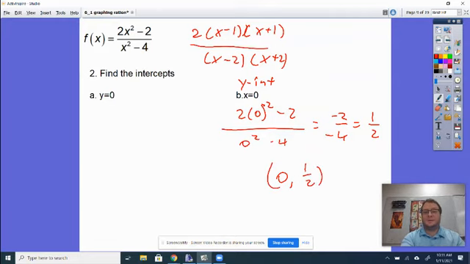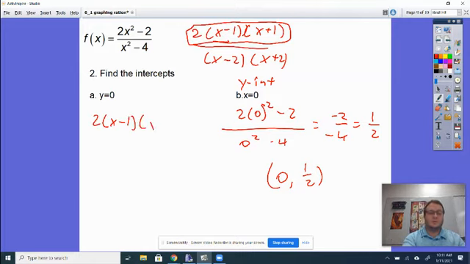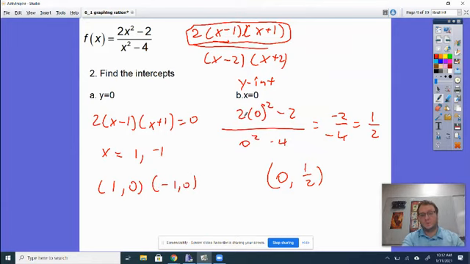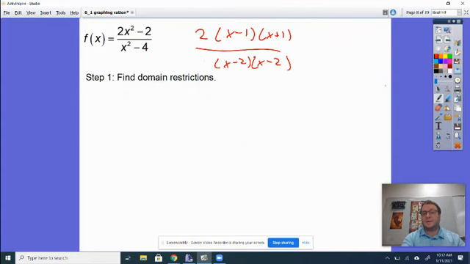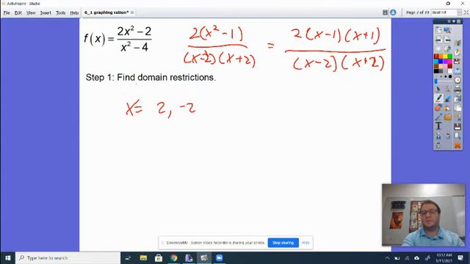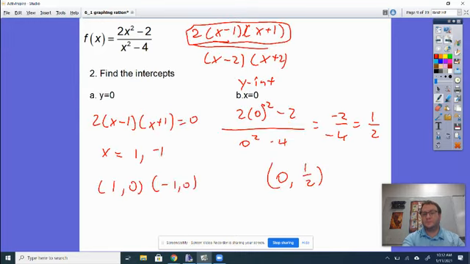Okay, my x-intercepts, remember, I'm just going to look at that numerator and set it equal to 0. So then my x-intercepts are going to be at 1 and negative 1. Okay, but again, we want to write this as points. So 1, 0, negative 1, 0. Okay, so here's my x-intercepts. Here's my y-intercept. I have some asymptotes from here that are problems for me.